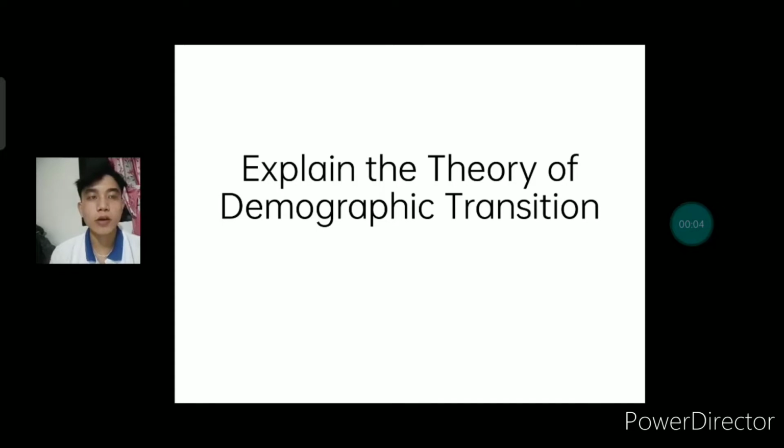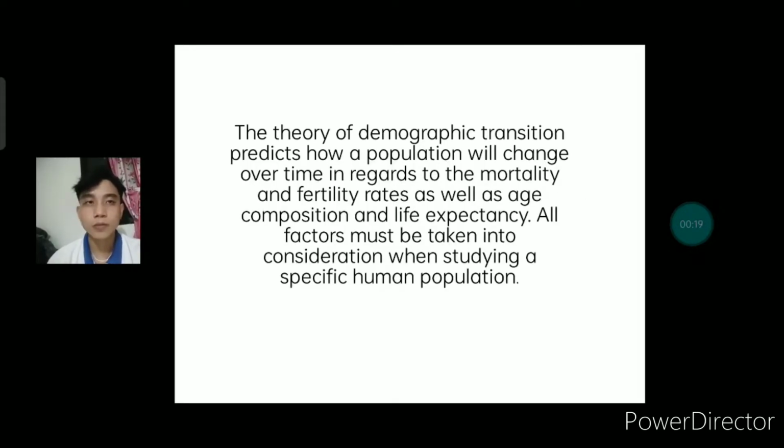Good day everyone. I'm Rondina June Ebuen, and my topic is to explain the theory of demographic transition. The theory of demographic transition predicts how a population will change over time in regards to mortality and fertility rates, as well as age composition and life expectancy. So all factors must be taken into consideration when studying a specific human population. Later I will explain how this demographic transition affects the population.